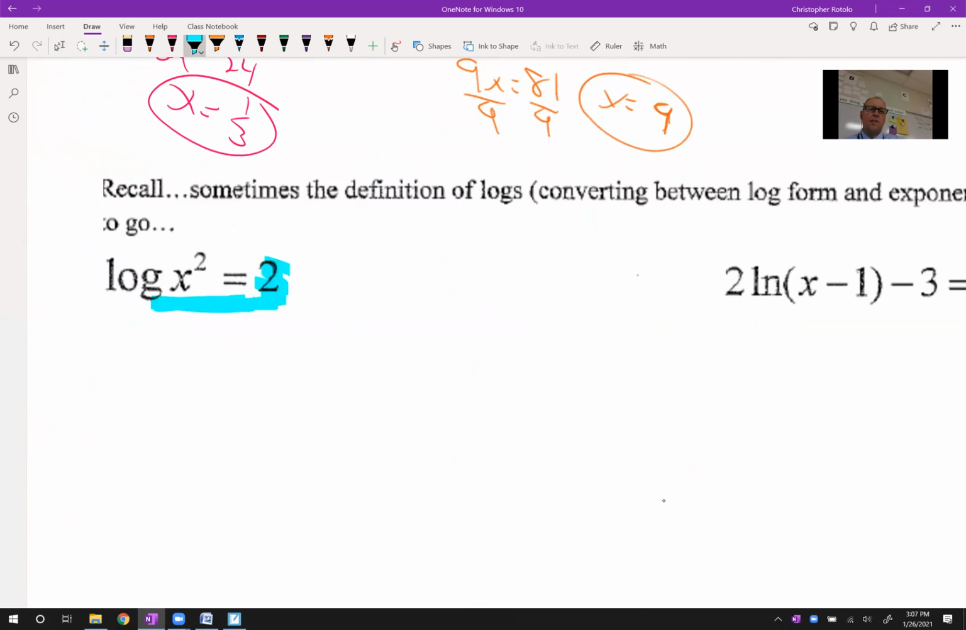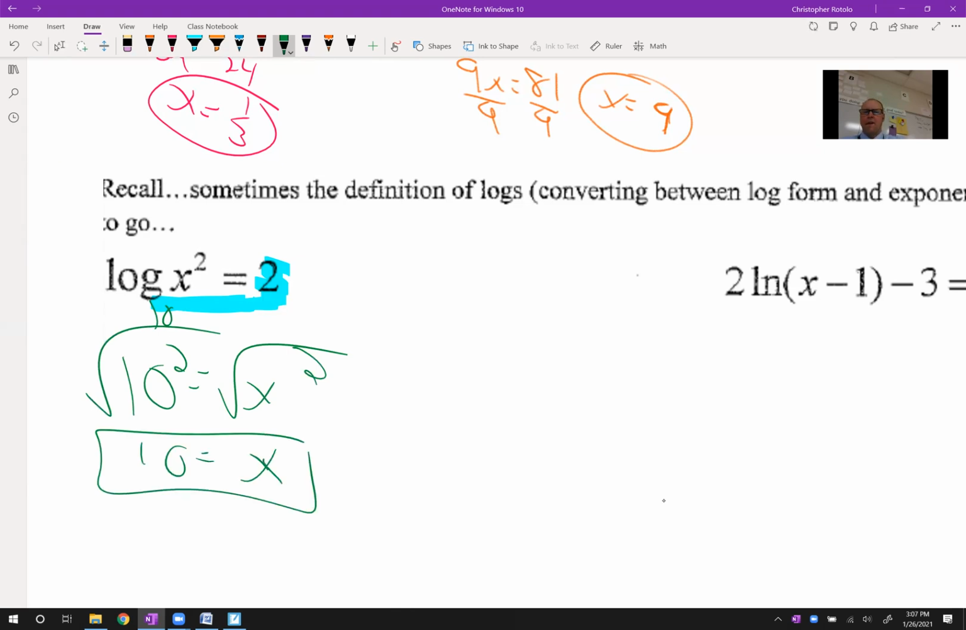Oh my goodness. Now this one doesn't have a base at all. Remember, no base means a base of 10. Okay, so that means 10 squared equals x squared. So we're going to take the square root. So x equals 10. Okay, so that's not too bad.